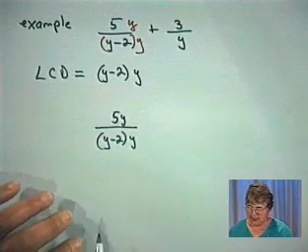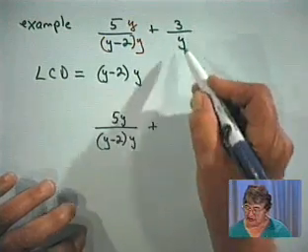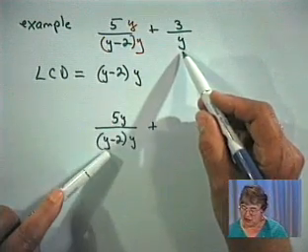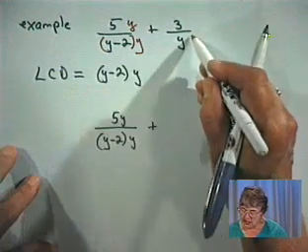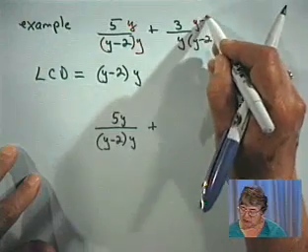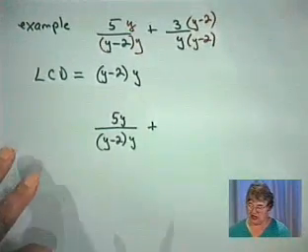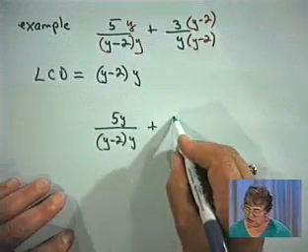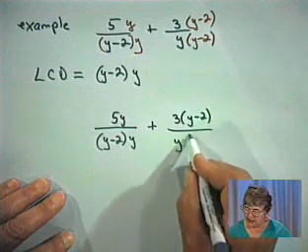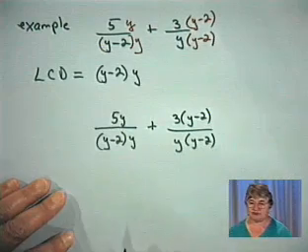Now, for the second rational expression here, I've got the y, but I don't have a y minus 2, and so let's go ahead and multiply the denominator by y minus 2, and we'll need to multiply the numerator by y minus 2 as well. Okay, for the second expression, then we have 3 times y minus 2 over y times y minus 2.